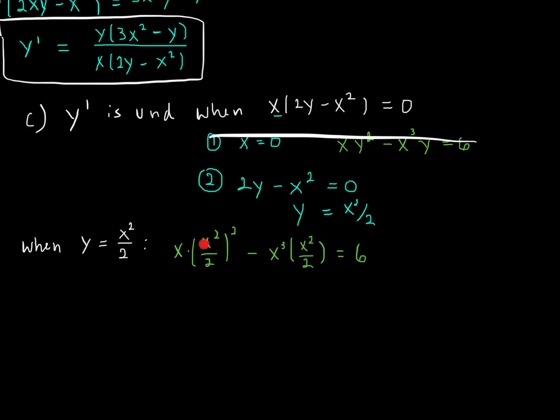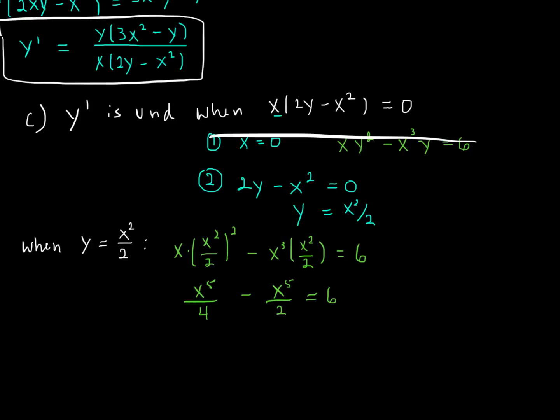Alright, so substituting in x squared over 2 for y into my original equation, here I'm going to have an x squared squared, which is going to give me x to the 4th over 4, because 2 squared is 4, and then times x, so it'll be x to the 5th over 4. Minus, and now here I'm going to have x cubed times x squared, which is going to give me x to the 5th over 2, which equals 6.